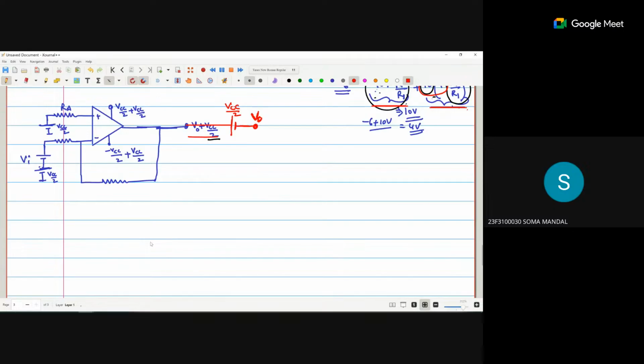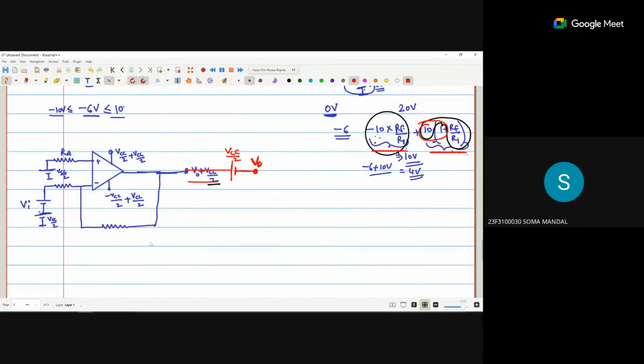The main concept is we have to convert two supplies to a single supply. Initially we require two supply voltages, one is the plus VCC and the second is the minus VCC or VSS. We have to ground the minus VCC. That is our main target. What is the value of VCC? That is dependent on the operational amplifier.